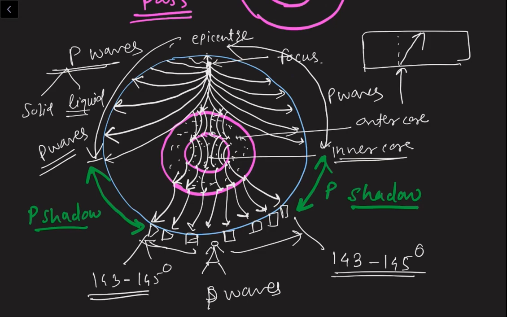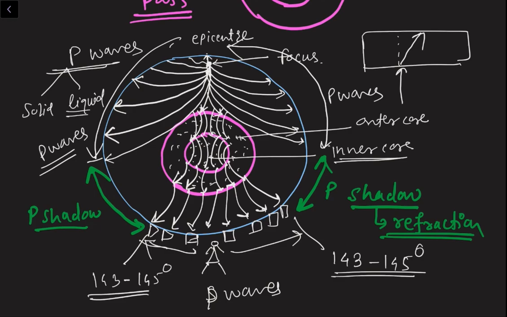Now, why are they not detected? They are not detected not just because they cannot travel through the liquid core. No, that is a wrong explanation. Why are they not getting detected? Because they were refracted while propagating. So this P shadow is because of refraction of the waves. These waves are refracted.